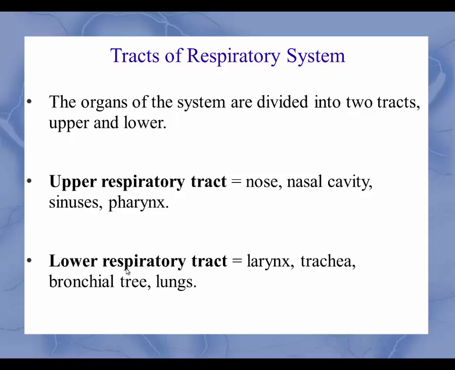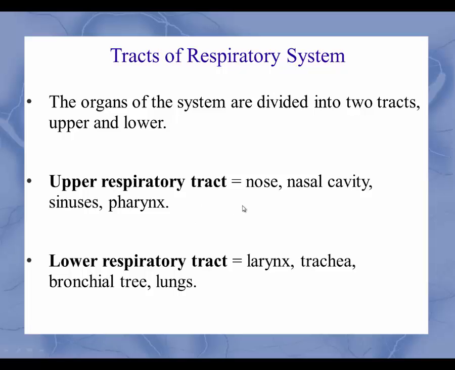The organs of the respiratory system are divided in one of two tracts, either the upper respiratory tract or the lower respiratory tract. And here are the structures that are found in each. For the upper, you have the nose, nasal cavity, the sinuses, and the pharynx. And for the lower, the larynx, trachea, the bronchial tree, and the lungs.